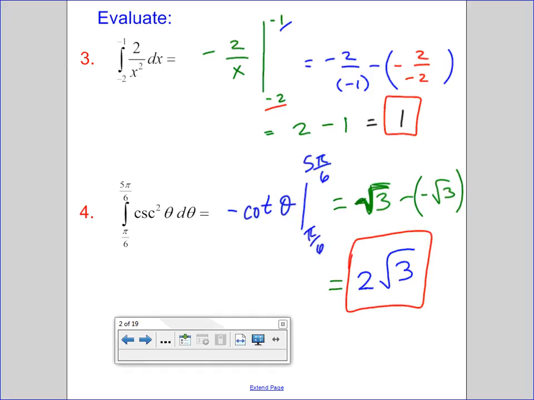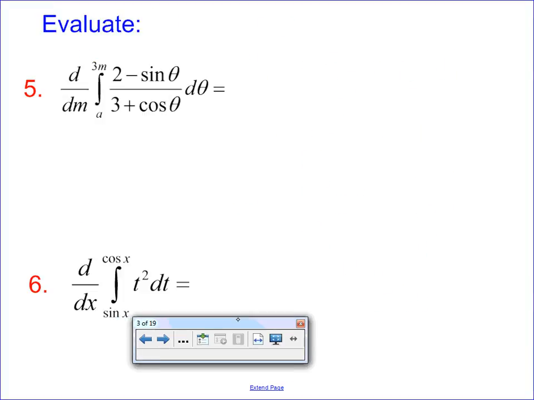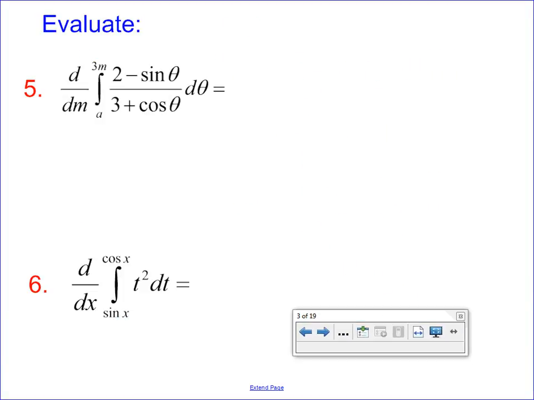Keep in mind that we could always check any of these with our Math 8, find an integral on our calculator numerically, and get the decimal approximation for that, and then compare. All right, what questions do you have about 3 and 4? And then 5 and 6 will be application of our fundamental theorem of calculus, the second part, the antiderivative part.